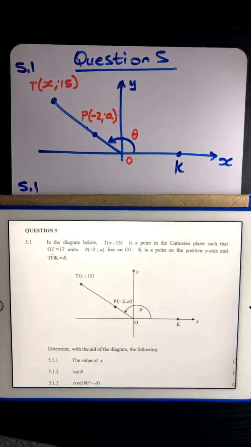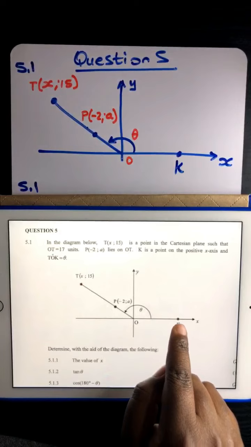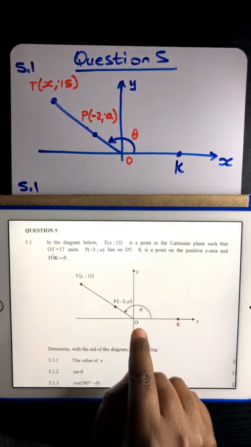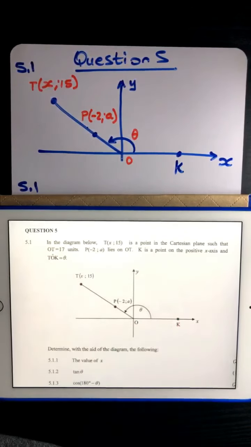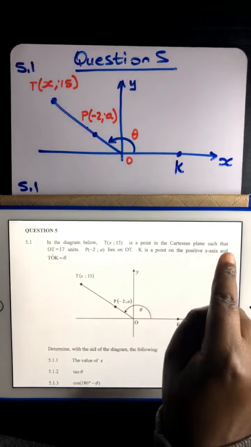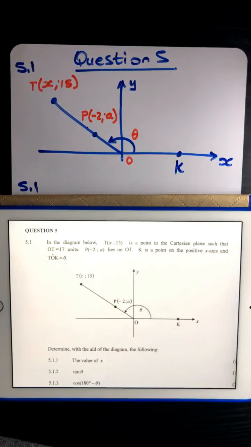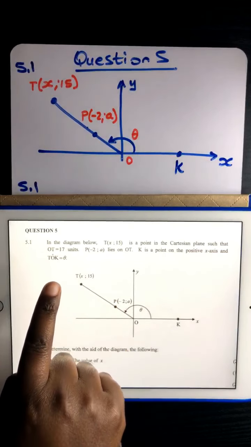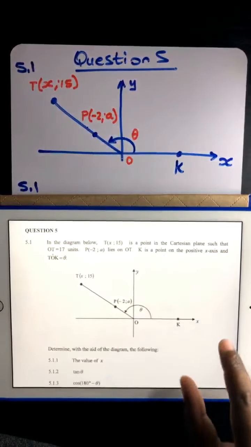T-O-K. Where is T-O-K? There is T, there is O, there is K. Obviously, it's a triangle, whereby the angle at O is being called angle theta. Okay, makes sense. So now, almost everything that was given in the statement is represented on the diagram. What I'm able to notice is that on the diagram, you don't have OT being equal to 17 units.